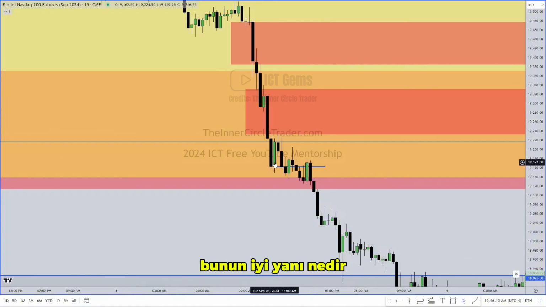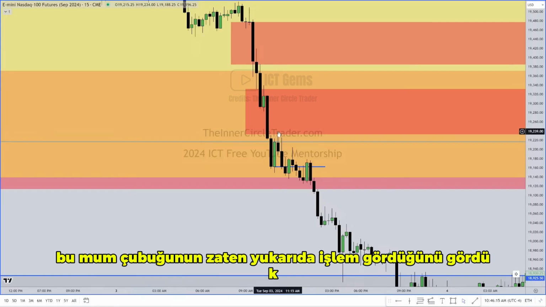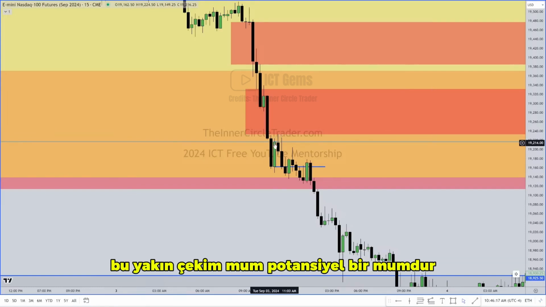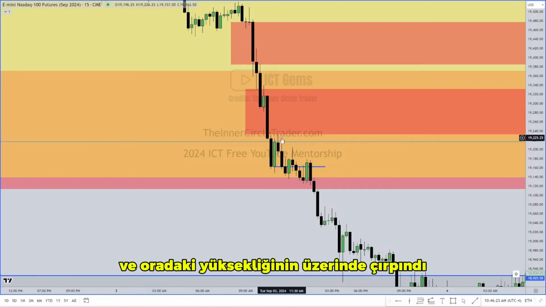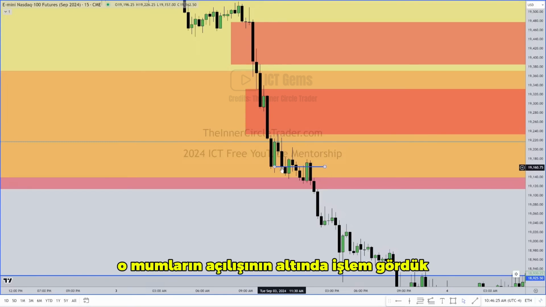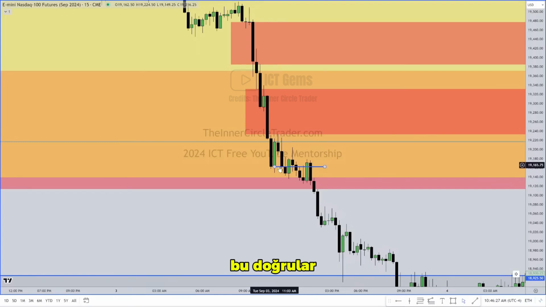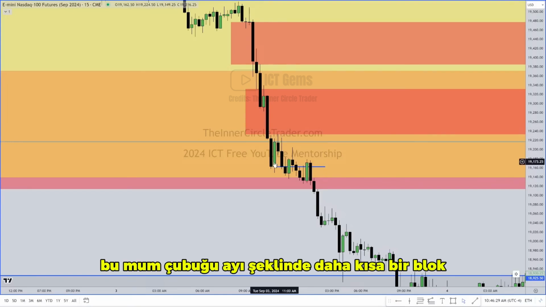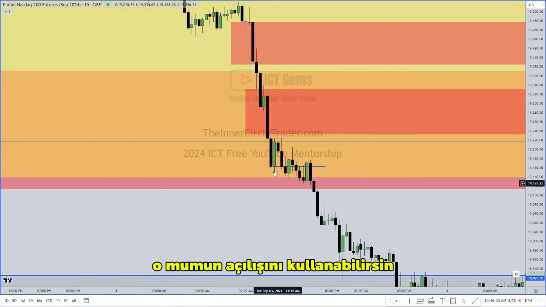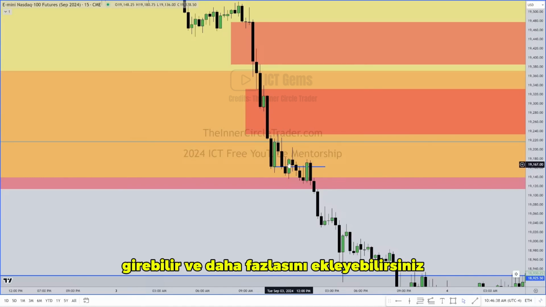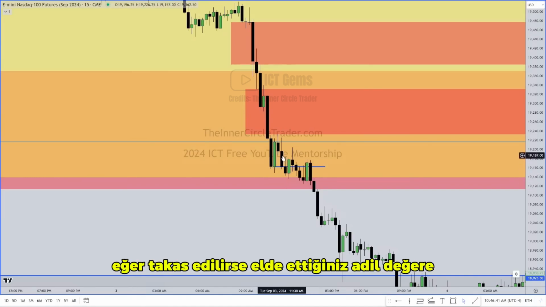What's good about this is we had this candlestick already trade above this up close candle, which is a potential, we don't know it yet, bearish order block. It wicked above its high there, and it wicked above its high there. And then on this candlestick, we traded below that candlestick's opening. That validates that candlestick as a bearish order block. Any stop in this close proximity, you could use the opening of that candlestick right here. That right there, you could be entering, and you can add more into it, into the fair value gap if it trades up into it.